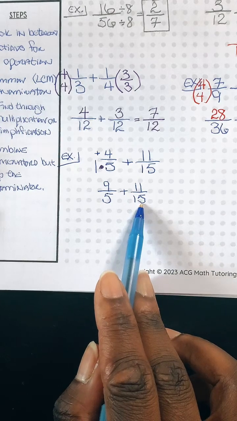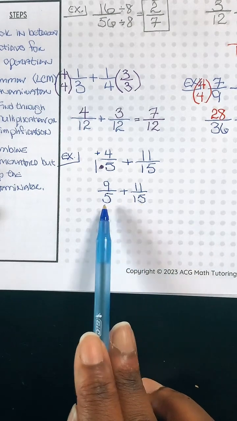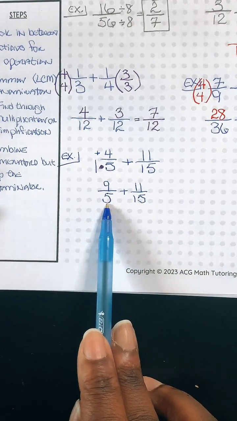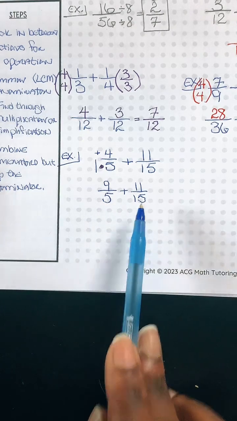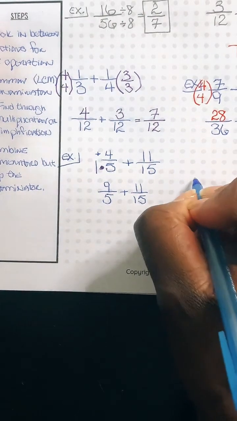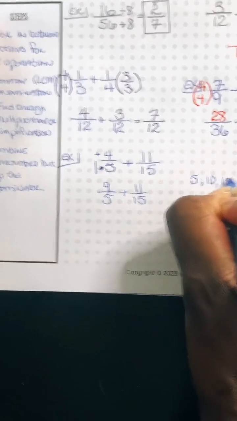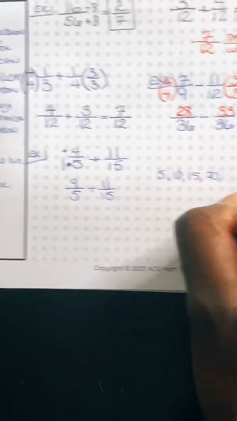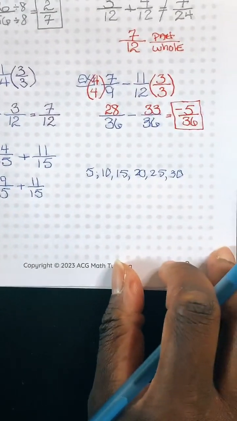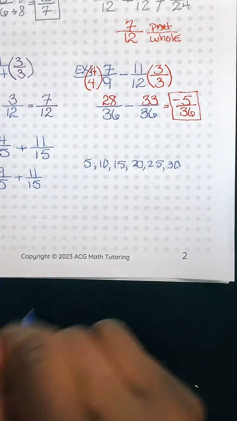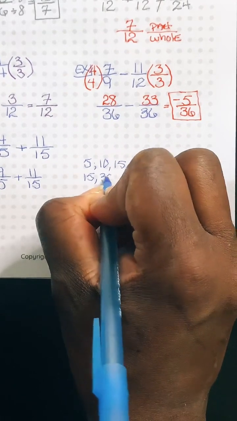I still don't know how to make the bottom the same. Okay, so we have to think of our multiplication table. In the 5s, we have 5, 10, 15, 20, 25, 30. I'm going to stop at 30. I'm going to move this over so you can see. For the 15 times table, we have 15, we have 30. I'm going to stop right here.